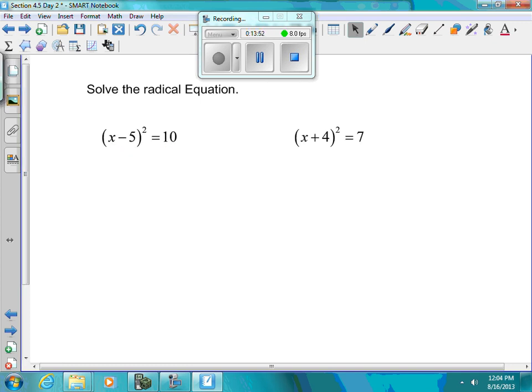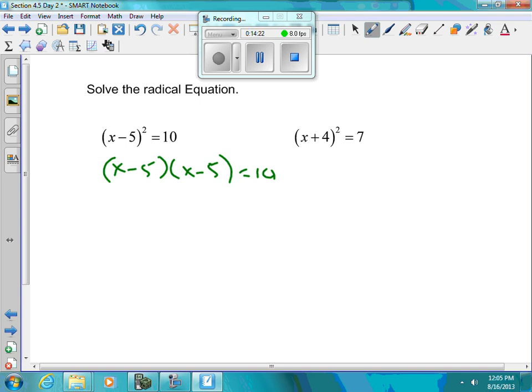And last but not least, difficulty here: what if we have something in parentheses being squared equal to a number? Well, we can use square roots to solve this one. Now, this also means x minus 5 times x minus 5, right? Some people might write this out, FOIL it, then move the 10 over, subtract that, set equal to 0, and factor.